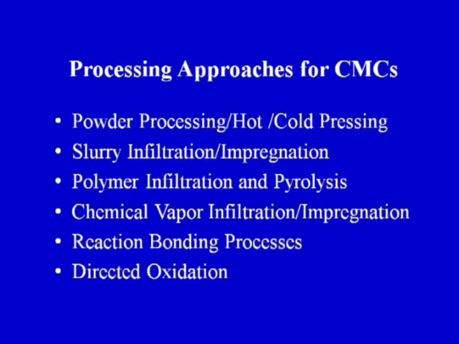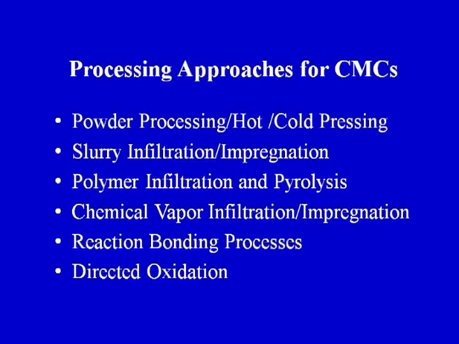The first approach is the powder processing, in which we do the hot or cold pressing of the ceramic powders mixed with the reinforcement. We can do consolidation of the green fabricated raw material, which has been fabricated by the addition of the reinforcement and the matrix material. We will see in detail with the help of a flow chart what are the various steps involved in powder processing. One of the processing approaches for ceramic matrix composites is the powder processing. It involves hot and cold pressing.